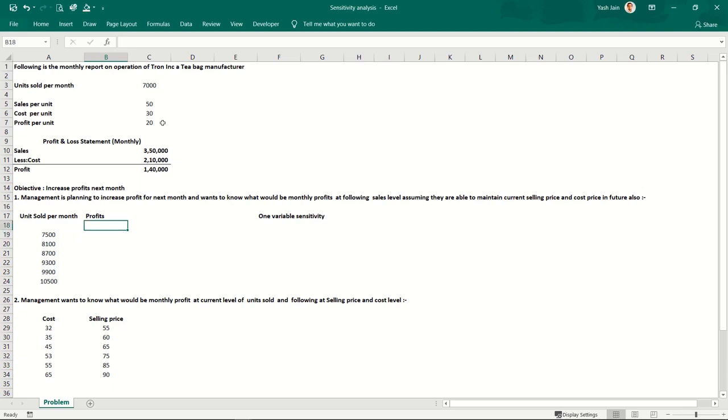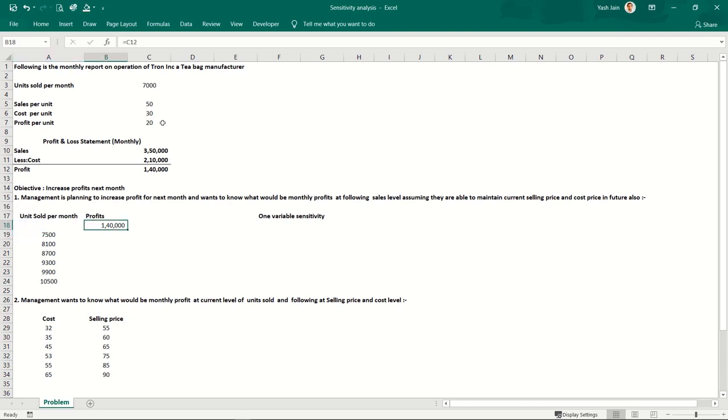I want to know my profits at these levels of sales. So firstly, what I want to know is profit, so I'll simply link profits here. This will become my operator for the sensitivity table that we are going to create. What do I mean by operator? This is something that I want, that is, I want to know the impact of these sales on my total profits.